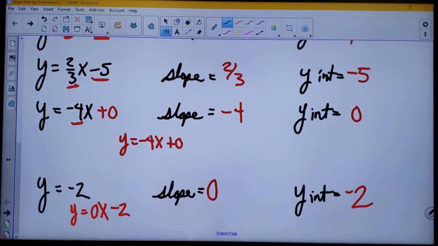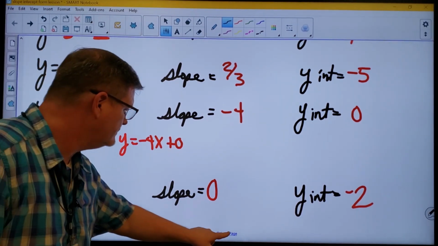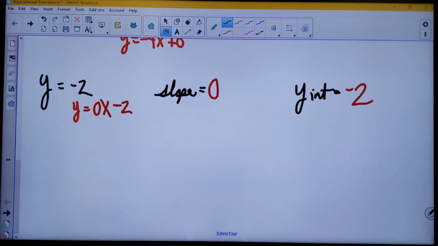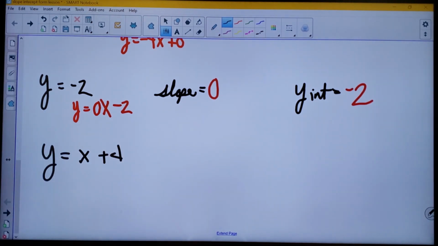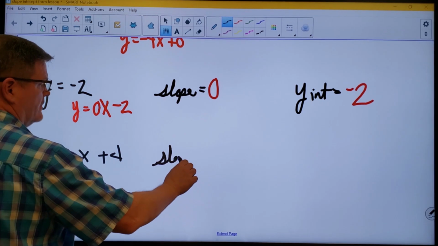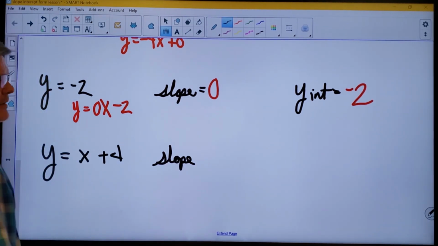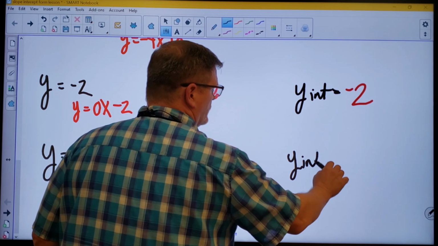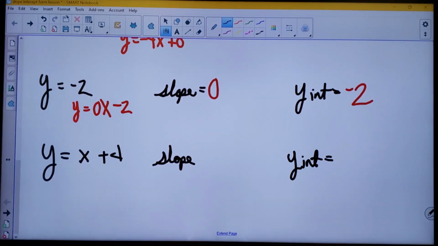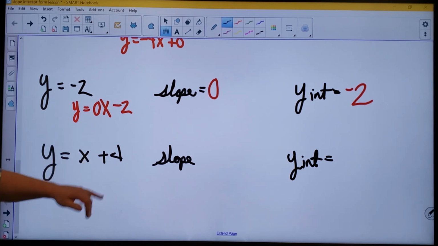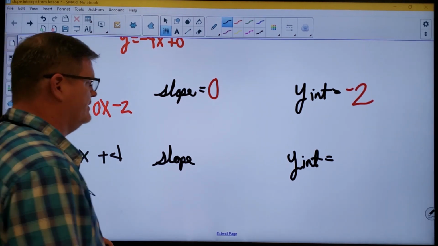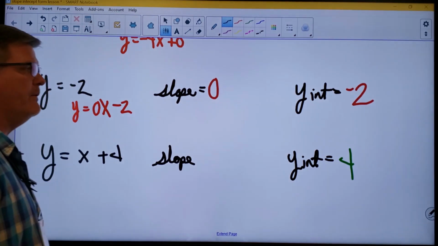So I'd like to talk about one more example. What if you had an equation that was written like this? y equals x, let's say plus 4. So we're going to ask ourselves, what is the slope and what is the y-intercept? It's pretty easy to recognize that our y-intercept is this number that's been added or subtracted to the x value. So our y-intercept is going to be a 4.